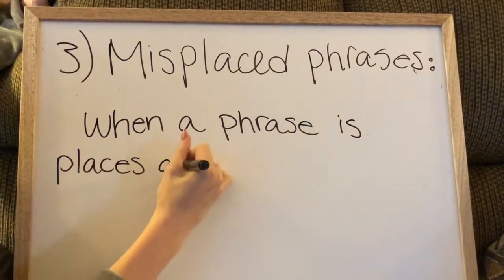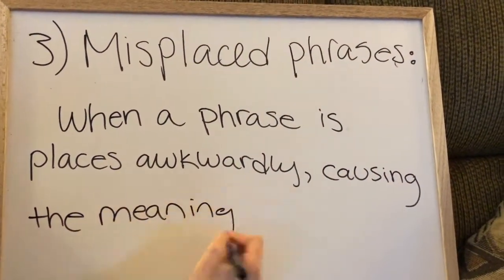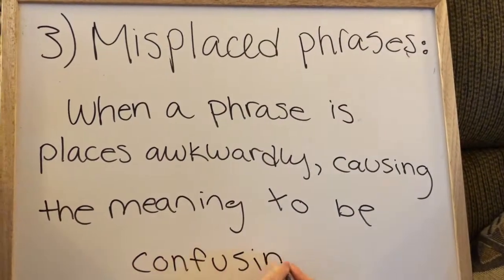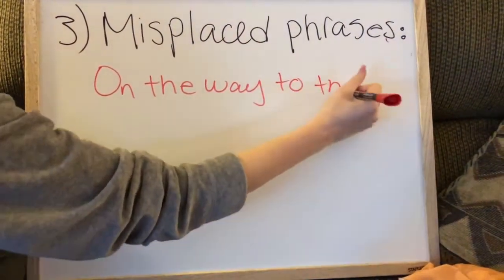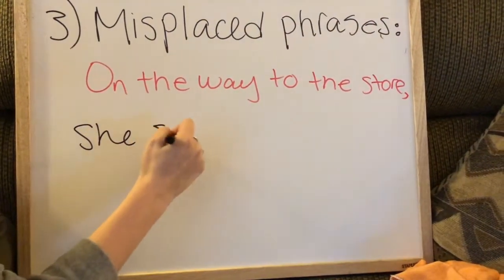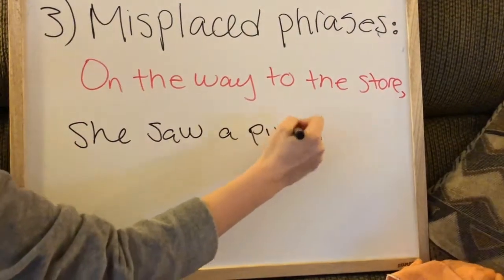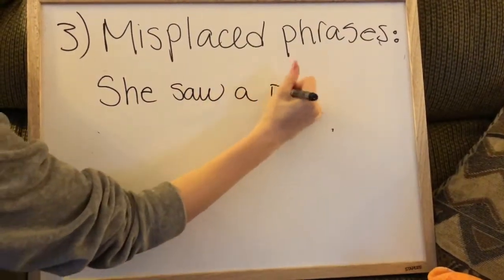A misplaced phrase is when a phrase is placed awkwardly, causing the meaning to be confusing. One example being, on the way to the store, she saw a puppy, where on the way to the store should be placed after she saw a puppy, as seen right here.